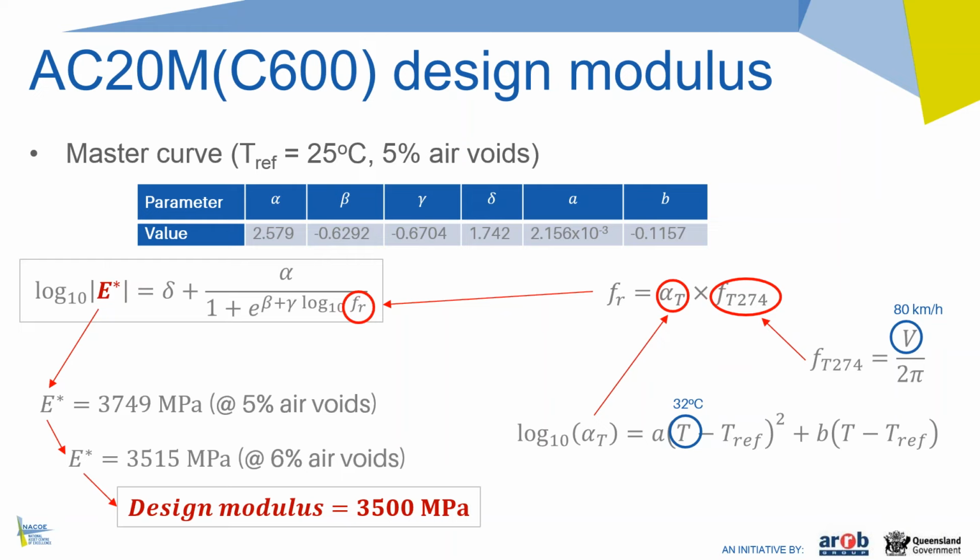So using the formula, which is not shown here, but it is actually shown in the technical note, and also in the Austroads guide, the modulus is 3,515 MPa at 6% air voids. And then we could actually use that in the thickness design, or more commonly we might just round that off to the nearest 100 MPa just for convenience. So we end up with a design modulus of 3,500 MPa. So that's the mix-specific design modulus for that AC20 base layer.